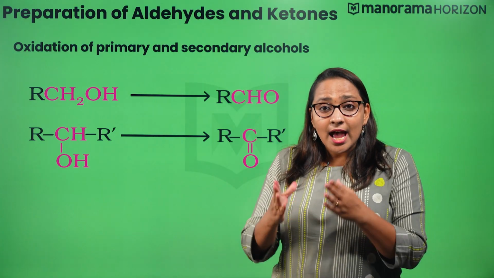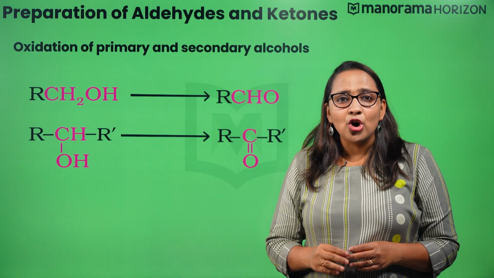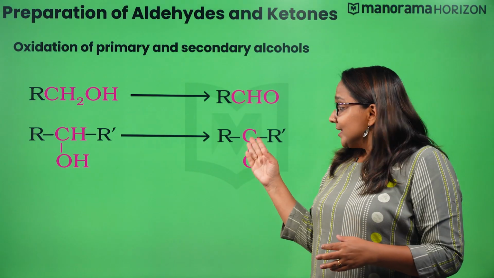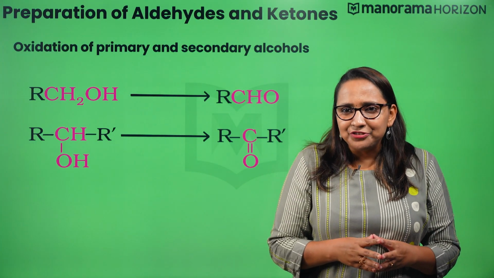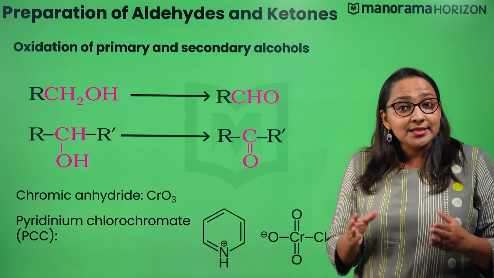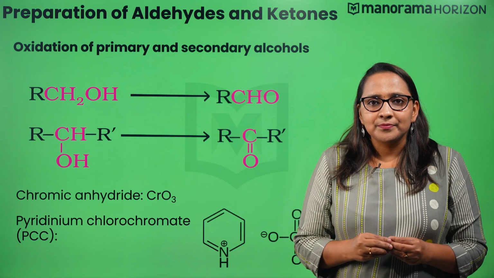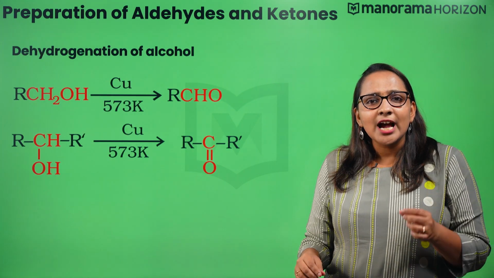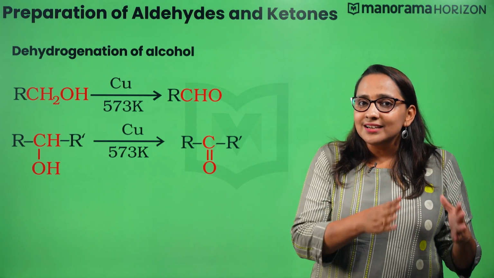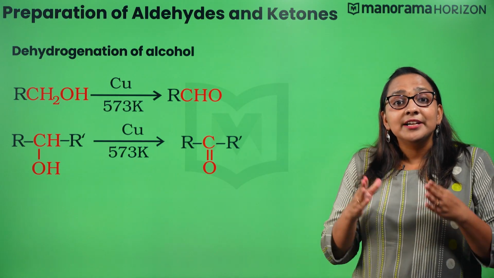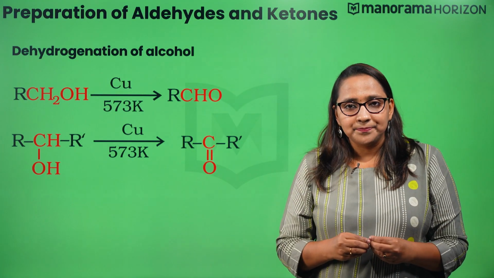Both aldehydes and ketones may be afforded from alcohol. Oxidation of primary alcohol gives aldehydes while secondary alcohols yield ketones. This can be achieved by oxidizing agents such as chromic anhydride or pyridinium chlorochromate. Yet another method is the dehydrogenation of alcohols over heated copper. As mentioned earlier, primary alcohols are dehydrogenated to aldehydes and secondary alcohols to ketones.